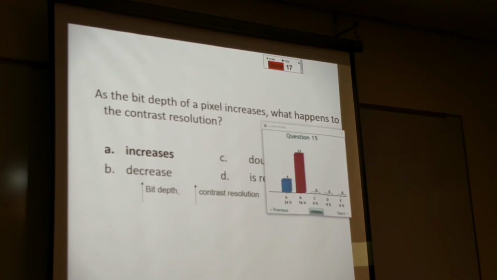Okay, let's go back and look at our terminology. What does contrast resolution mean? The ability to see many shades of gray. So that's a direct relationship. If the bit depth is able to give you many shades of gray, contrast resolution would be increased. Does it make sense now?